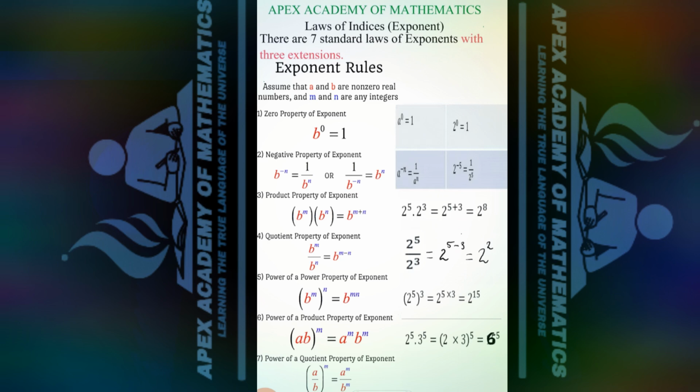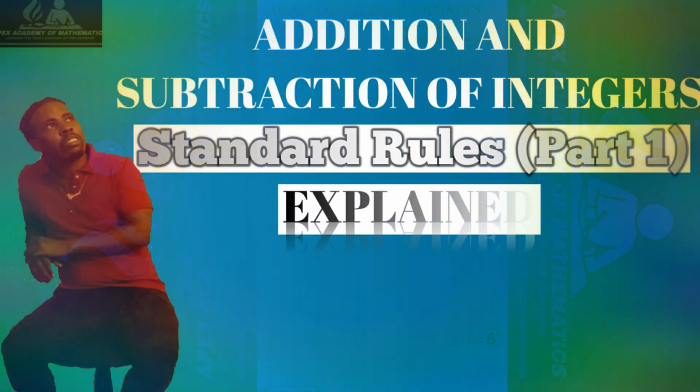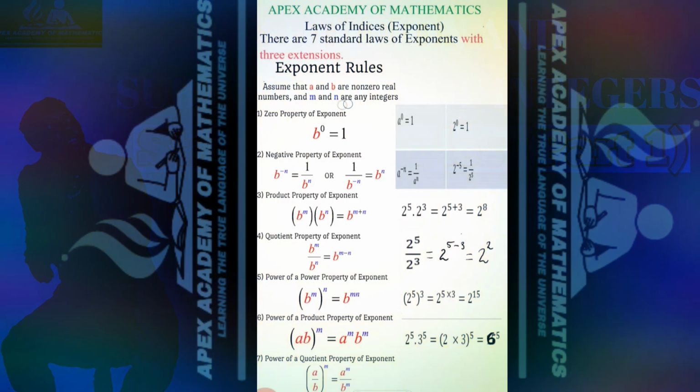And M and N are any integers, and we have already discussed this in a previous video, which I would love you to check out. I will post the link in the description below. That should help you out a lot with what integers are. But M and N are any integers, which may be positive or negative whole numbers.